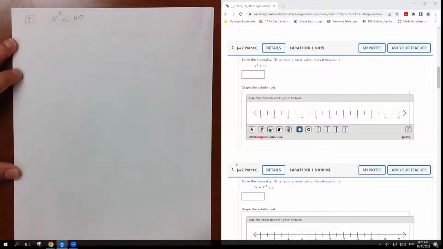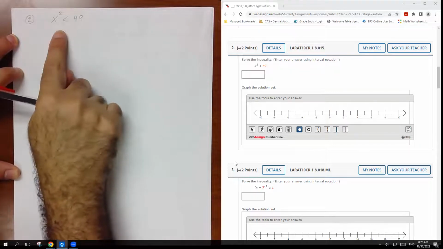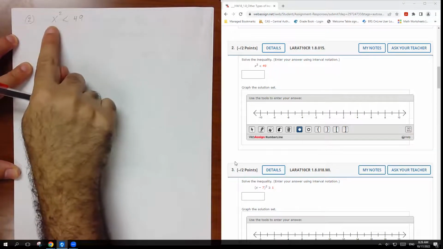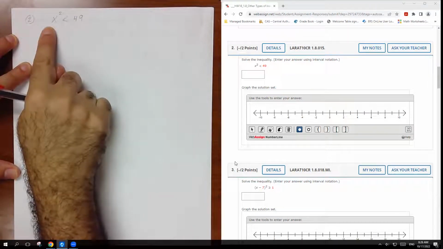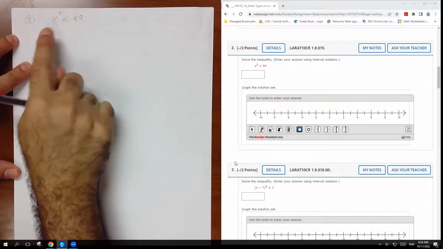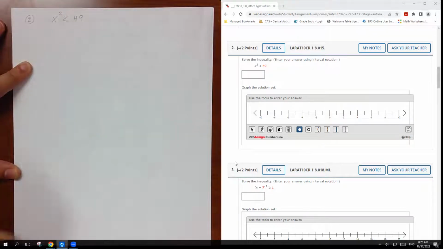So the second one, x squared less than 49. And let's do exactly the same. So how are we going to solve this inequality? If you want to move the 49 to this side, then you're going to use difference between two squares, or you can take the square root for both sides. Both ways are going to be right.